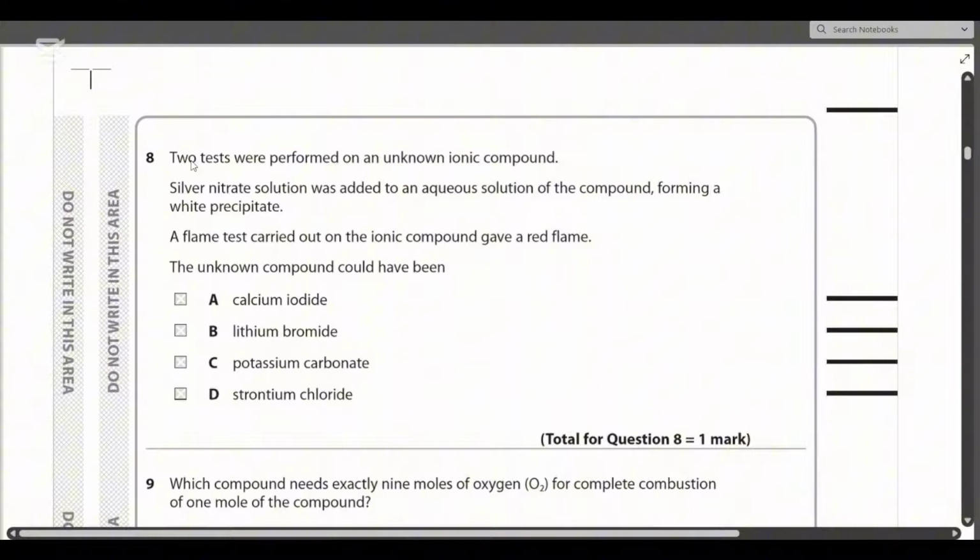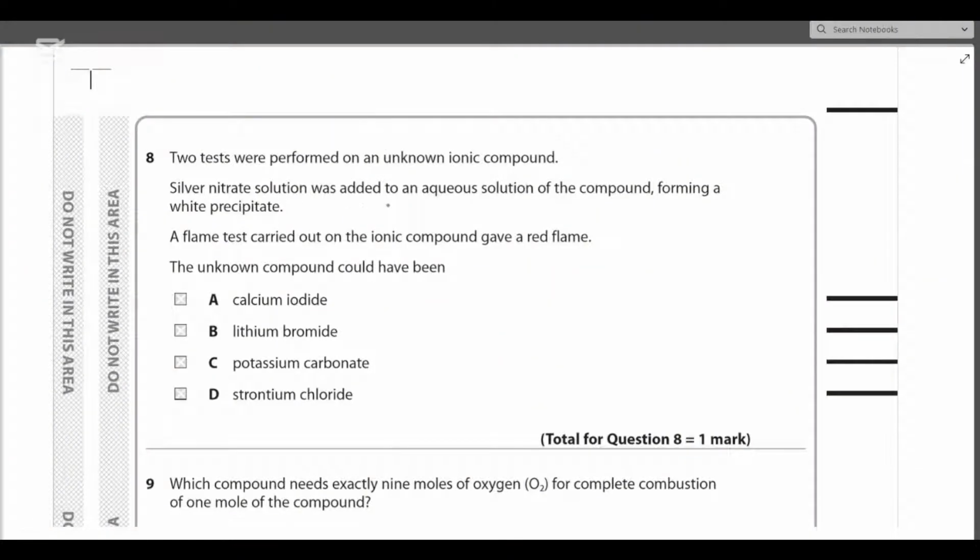If I talk about number 8 down here, two tests were performed on an unknown ionic compound. You can clearly see there are two pieces of information. Silver nitrate was added to an aqueous solution of the compound, forming a white precipitate. And then a flame test was carried out, providing a red flame. Now, in option A we have calcium iodide, but this is not correct, because iodide provides a yellow precipitate, which contradicts our result here, which is a white precipitate.